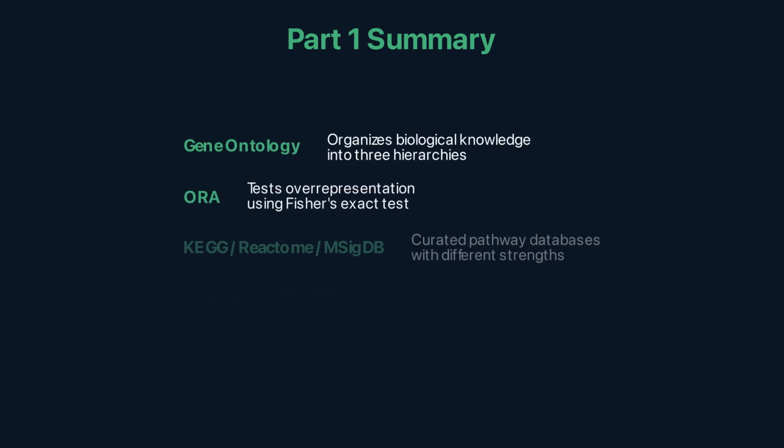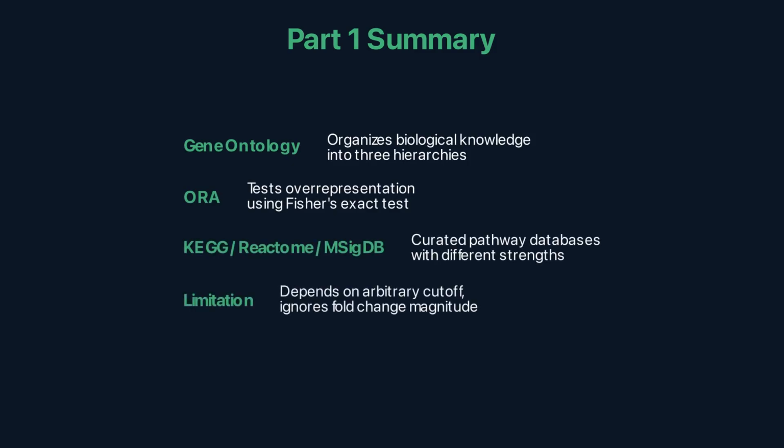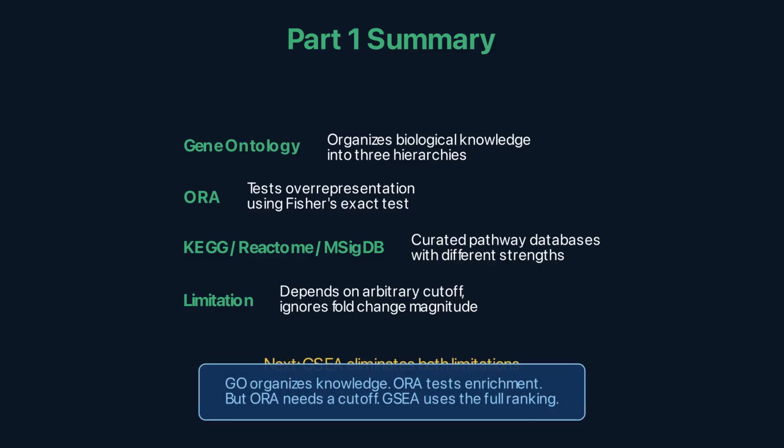Gene ontology organizes biological knowledge. ORA tests for overrepresentation using Fisher's exact test. KEGG, Reactome, and MSigDB provide curated pathway databases, but ORA depends on an arbitrary cutoff and ignores fold change magnitude. Next, GSEApy eliminates both limitations.